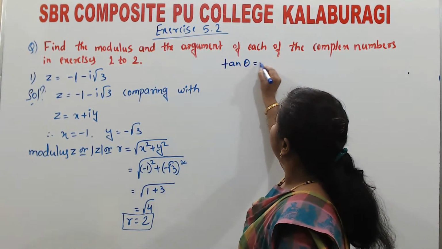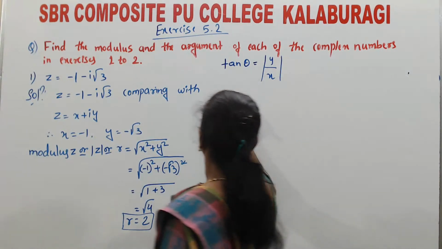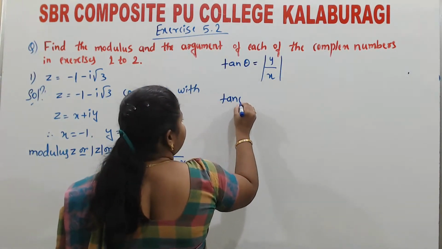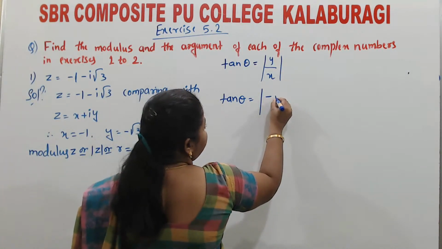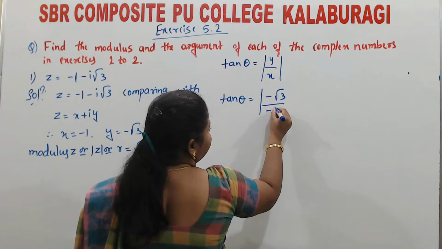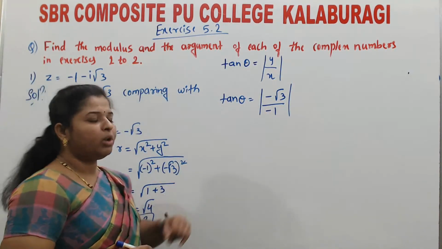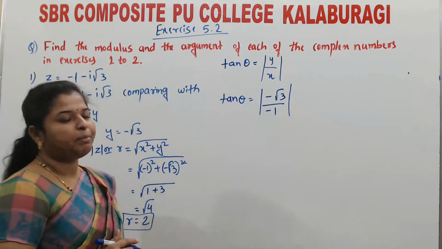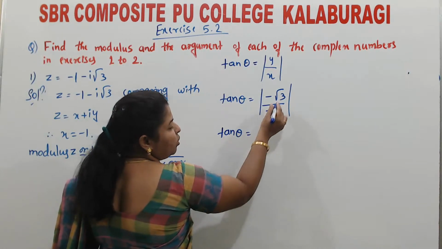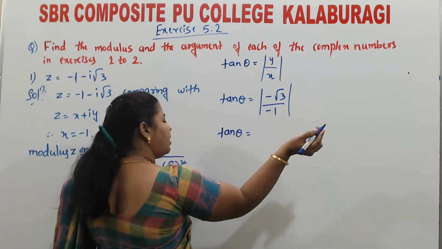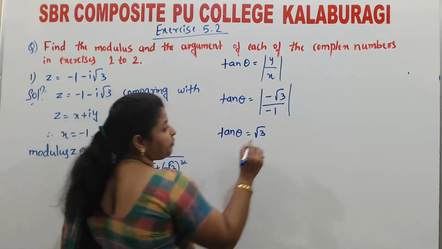Then tan theta is equal to modulus of y by x. Then, tan theta is equal to modulus of, what is the value of y? Y is minus root 3 divided by -1. Inside the modulus, if minus is there, it becomes plus only. Then tan theta is equal to root 3 by 1, which is root 3 only, right? Tan theta is equal to root 3.